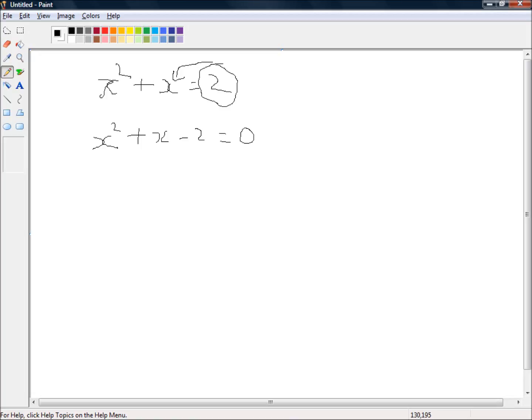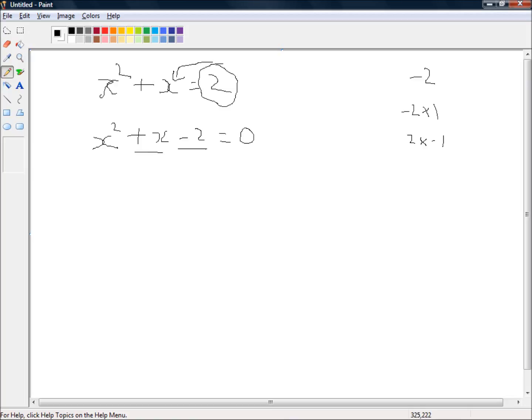So we're looking for the factors of 1 times negative 2, so that's negative 2. So we've got negative 2 times 1. That will add to negative 1, and this is positive x, so if we swap the signs around, we've got 2 times negative 1. That will also multiply to make negative 2, but it will add to make positive 1.